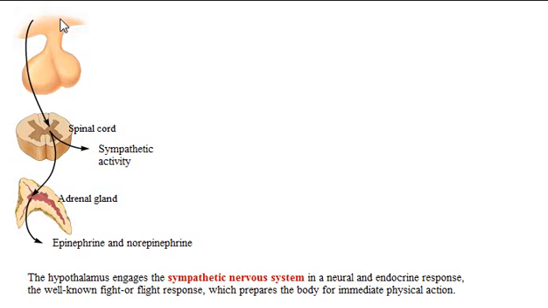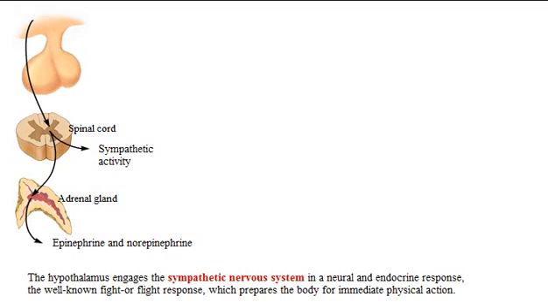Alright, I'm going to pause it right there. It shows the whole chain of events here, how it starts in the hypothalamus, goes to the spinal cord, enacts a sympathetic activity, and enacts epinephrine or norepinephrine from the adrenal gland.